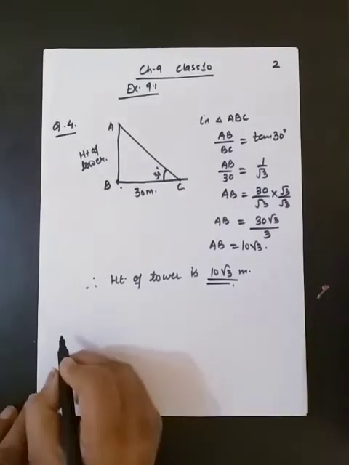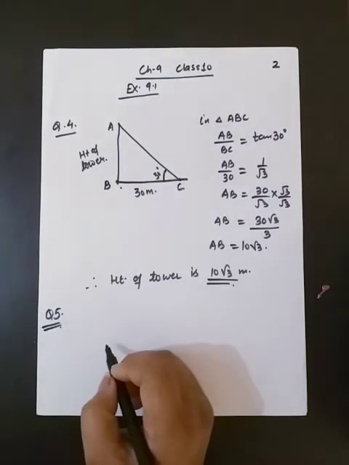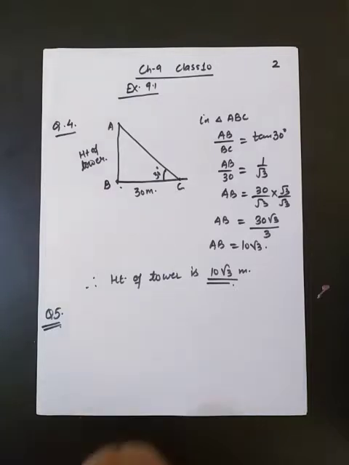Simple question. Question number 5. A kite is flying at a height of 60 meter above the ground. The string attached to the kite is temporarily tied to a point on the ground. The inclination of the string with the ground is 60 degree. Find the length of the string assuming that there is no slack in the string. No slack in the string means the string is tightly tied, meaning there is no other extra string between that, it is not loose, absolutely straight.